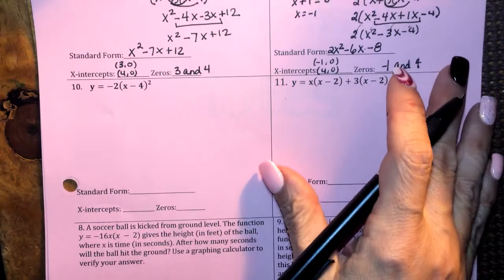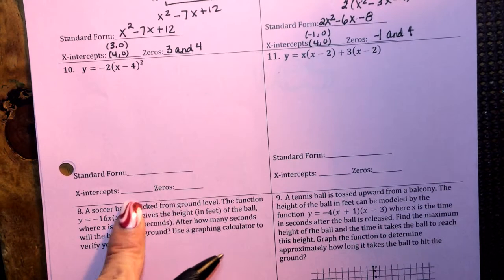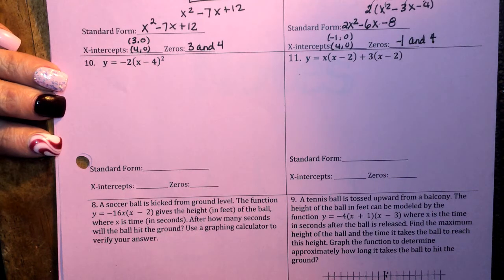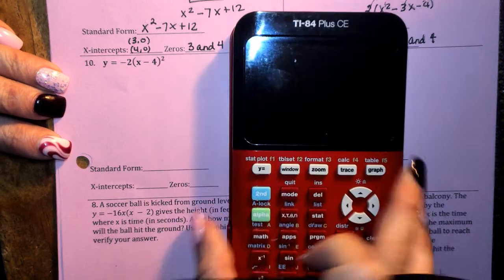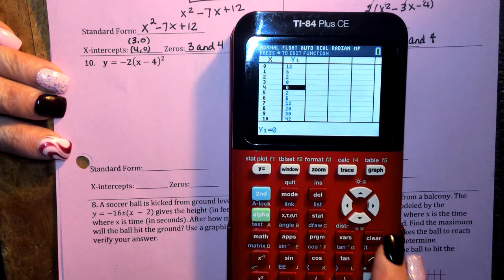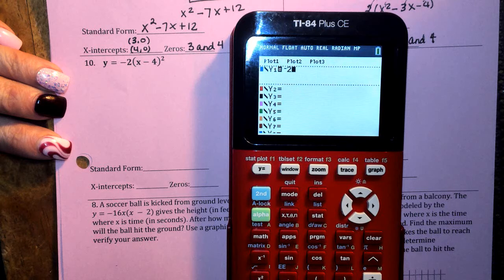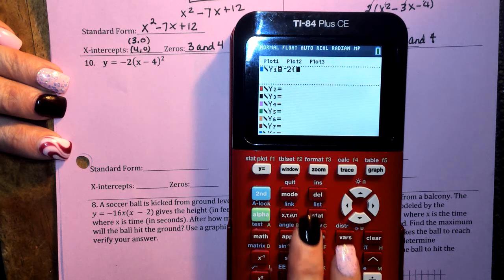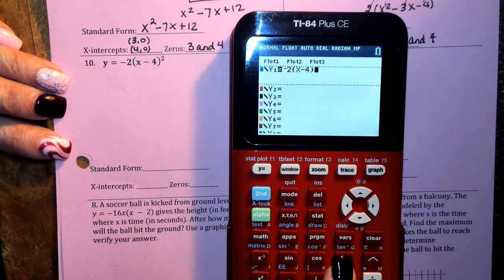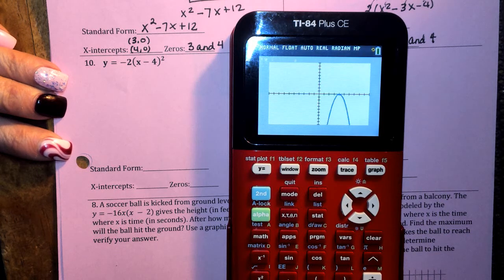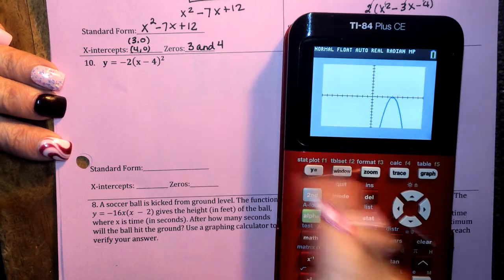All right. Now we're to this one. Same thing. We want standard form, x-intercepts, and zeros. Exact same thing you just did. So maybe you're like, well, that one looks a little bit different. Not really. Negative 2 times (x minus 4) squared. I'm going to graph it just so we can see what it looks like. Oh, it only touches once. Well, that kind of makes sense.